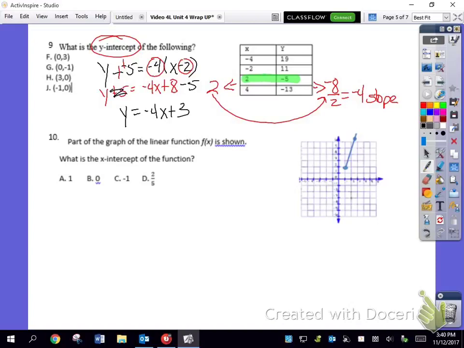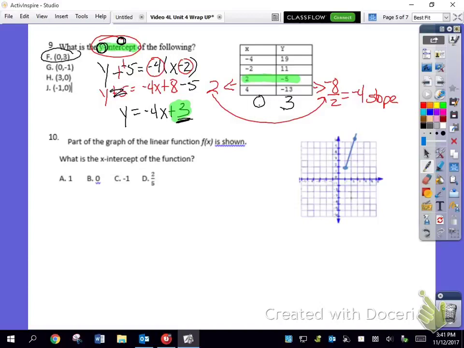So I wanted the y-intercept. The y-intercept is the one that does not have a number, okay? So the 3 goes in the y spot. So put 3 in the y spot. Since it's an intercept, the other number is a 0. So (0, 3), which is F.